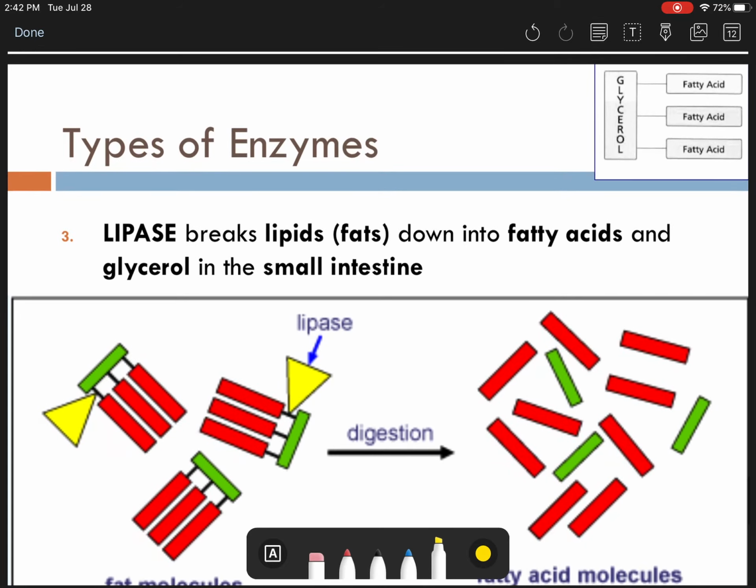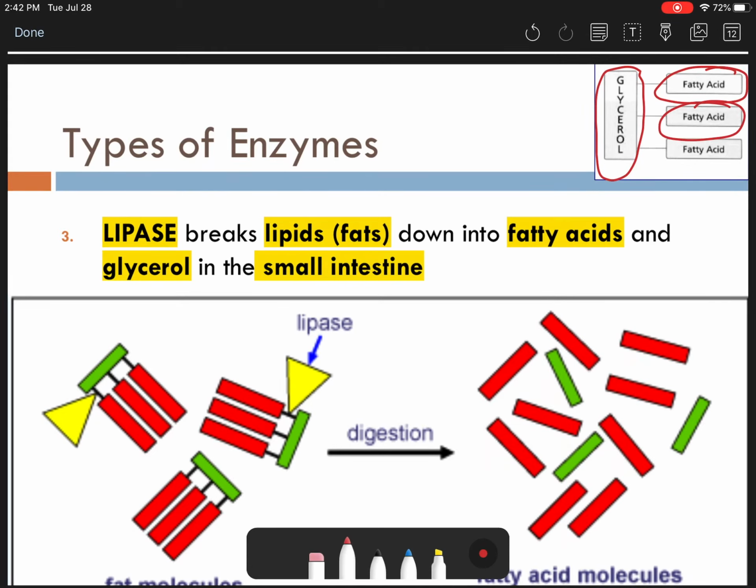And then a third one we'll do a little bit more research with here is lipase. Lipase, again, you notice that it ends in ASE. A lot of your enzymes do. It breaks down lipids, specifically fats, into fatty acids and glycerol in your small intestine. Okay? And so you can see up here, here's your glycerol molecule, and then you've got your 3 fatty acids. Those are the subunits of a fat molecule.